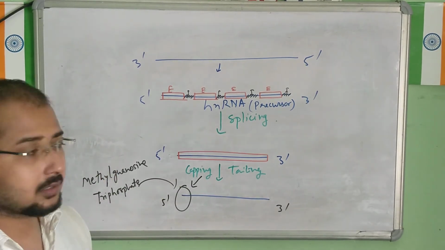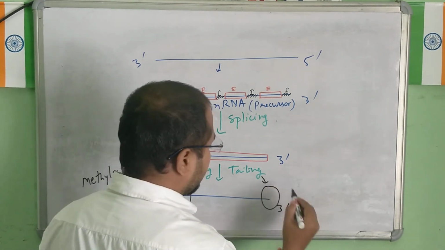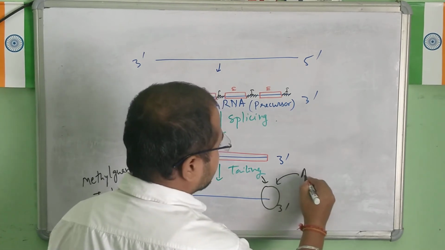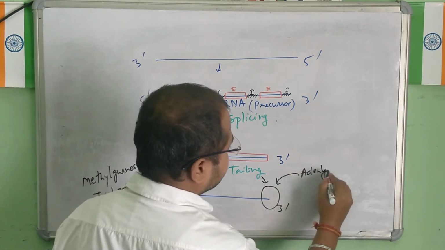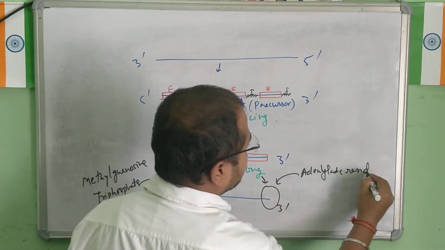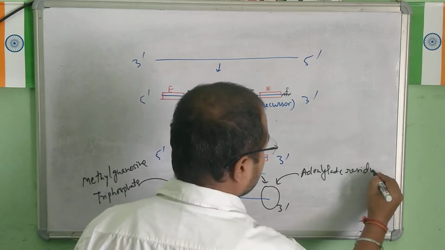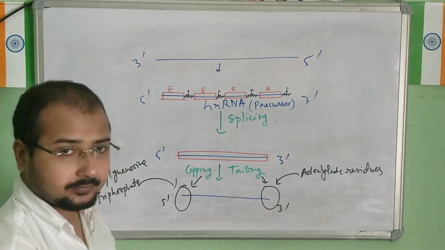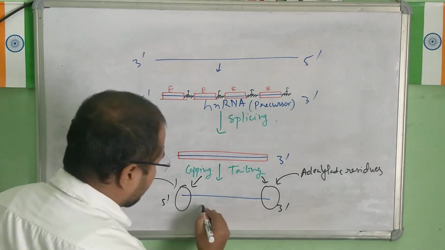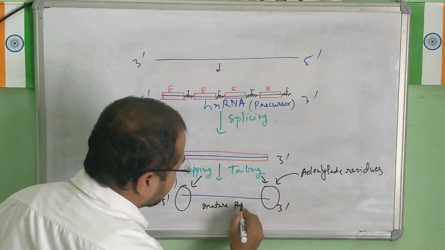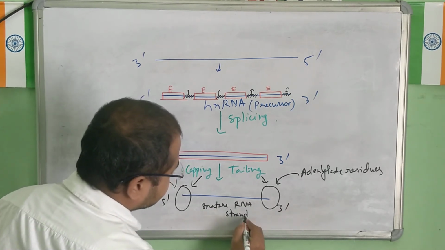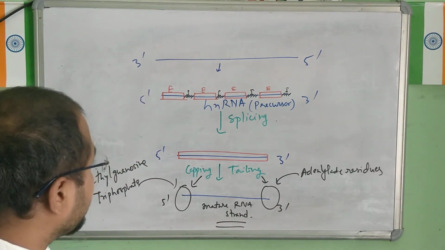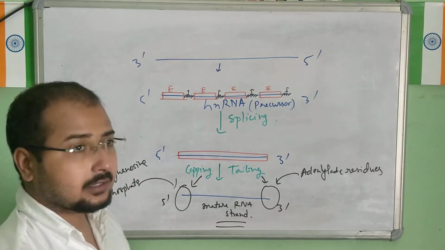This is called capping. In the tailing mechanism, at the 3' end, another substance known as adenylate residues, that is AMP, binds. Residues bind at the 3' end by the process of tailing. So once this is done, we call it a mature RNA strand. Okay, so these are the steps that take place.